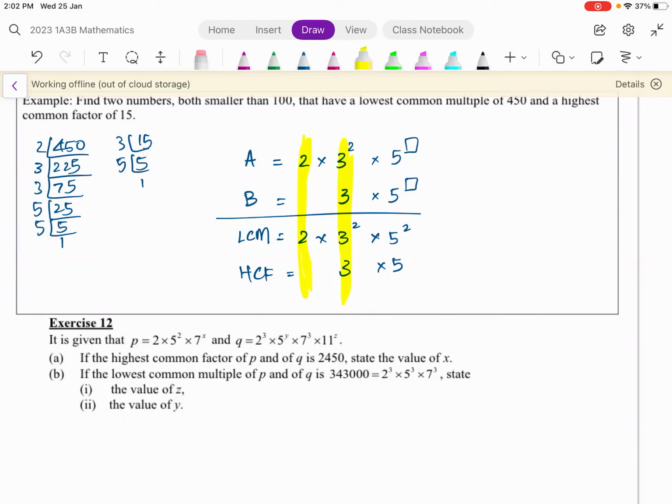Where should I put it? Can I put square here and square here? Cannot, for the same reason, same many times. So it cannot be 5 square, otherwise the HCF will have a 5 square. Only one of them will have a square. The other will be power 1.